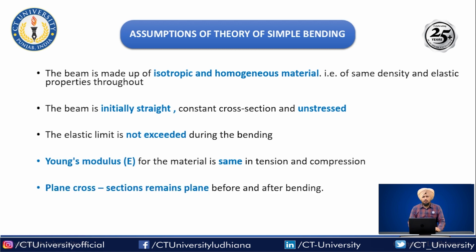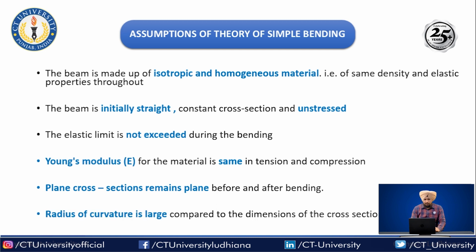And the next one is the plane cross sections. We are assuming that the cross sections are plane like this, and even after the bending, the plane cross sections will remain plane like this. There might be bending, but the cross sections will remain plane. They are not going to skew like this. And the radius of curvature is large as compared to the dimensions of the beam.